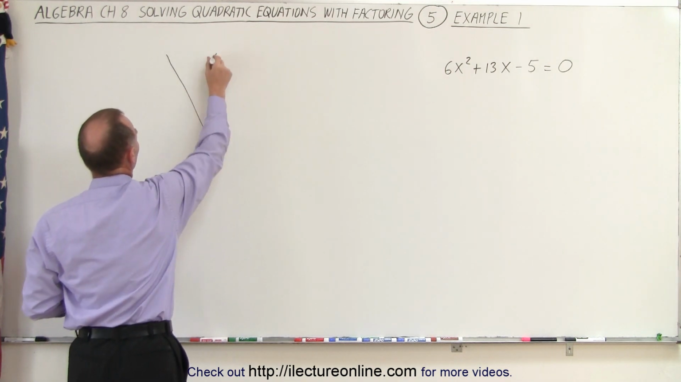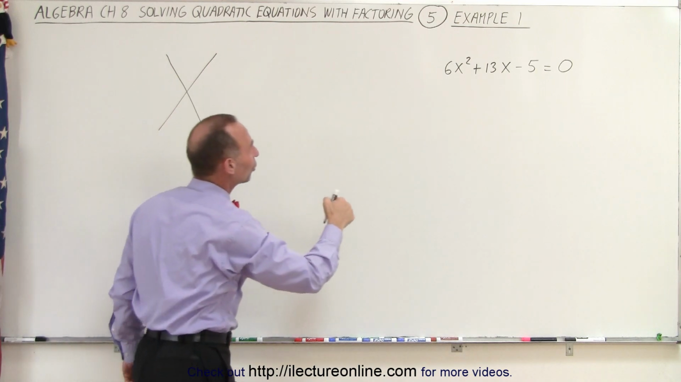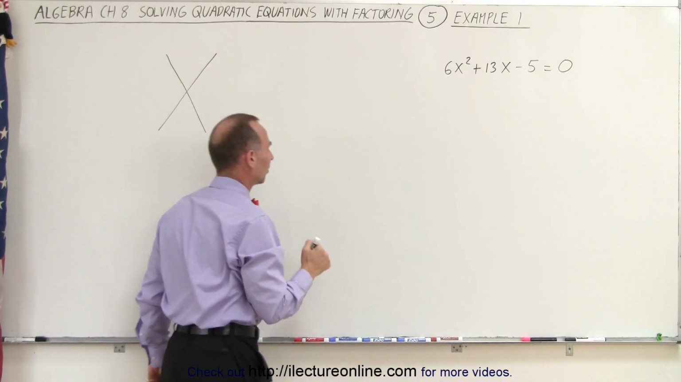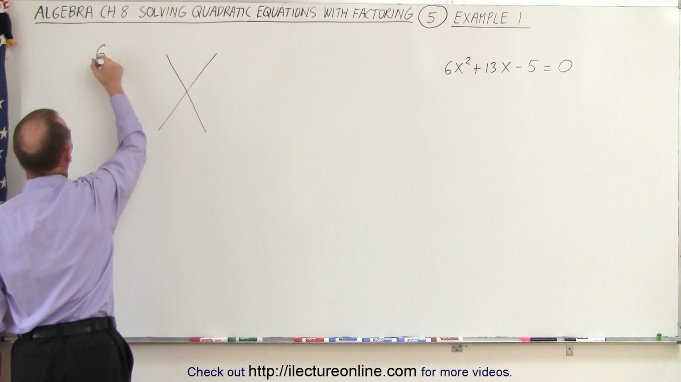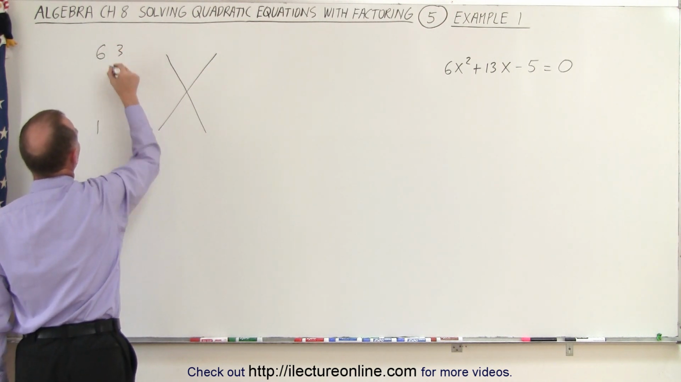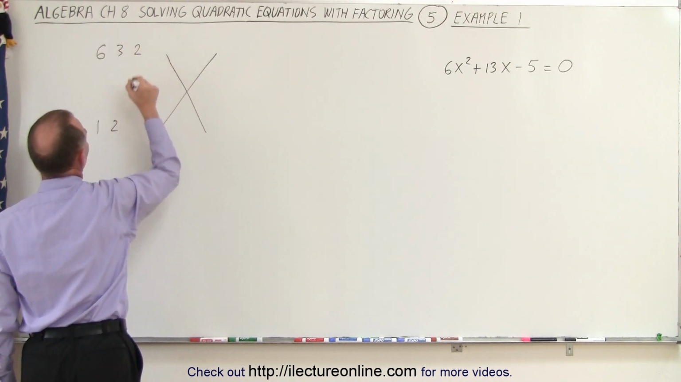So we draw a cross here. In the front here, we write all the possible combinations to get a 6. So for example, we get 6 times 1. And maybe 3 times 2, 2 times 3.